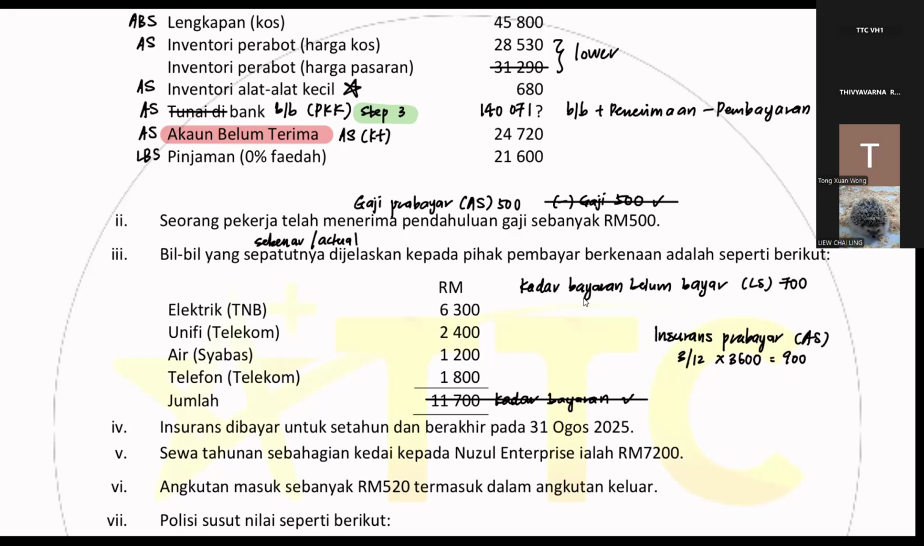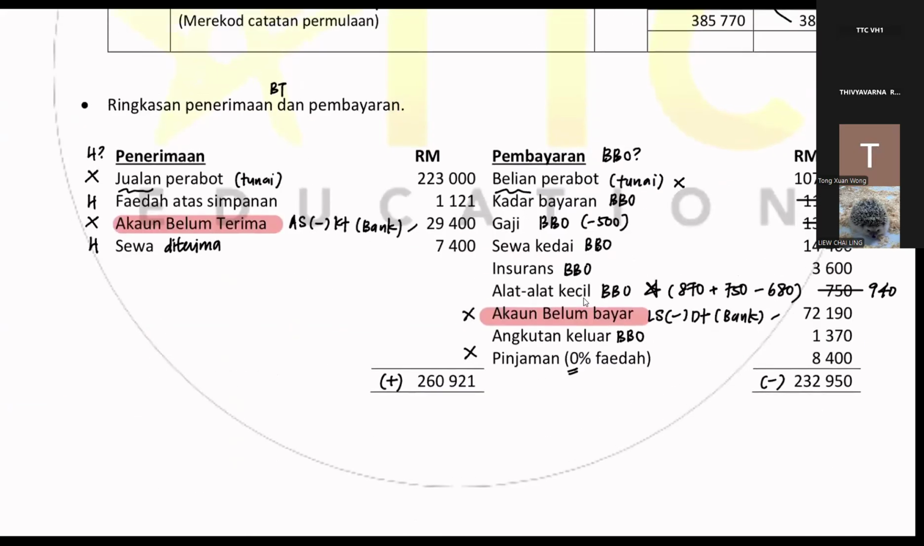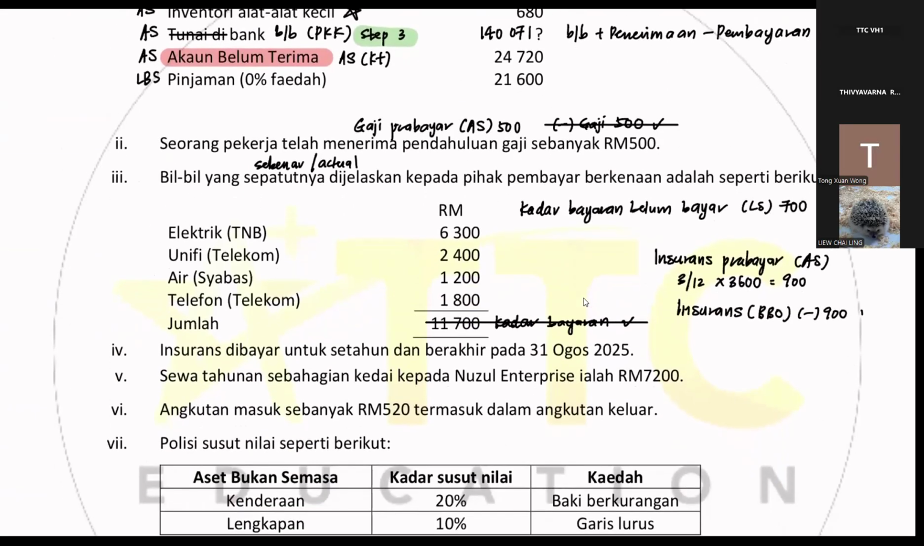That means your insurance value, belanja for this year, you need to minus 900. Take out the extra portion. So go back to the insurance, minus 900, then you will get 2,700. Adjusted here, right? Make a remark, done this step, then we can ignore.